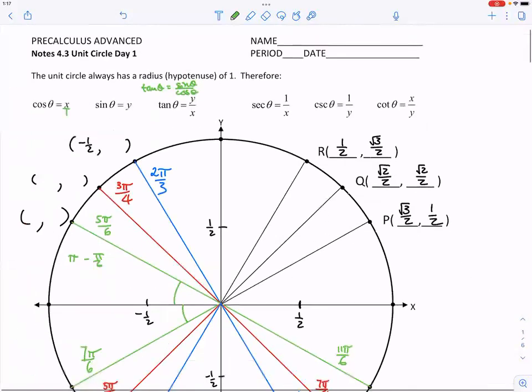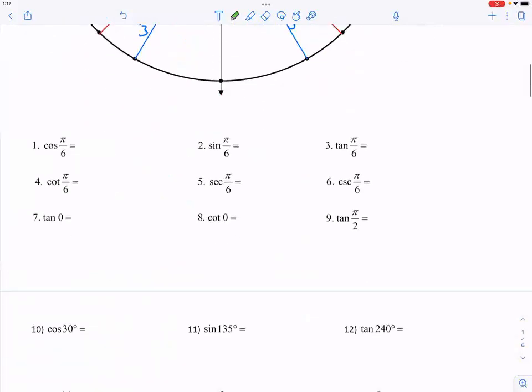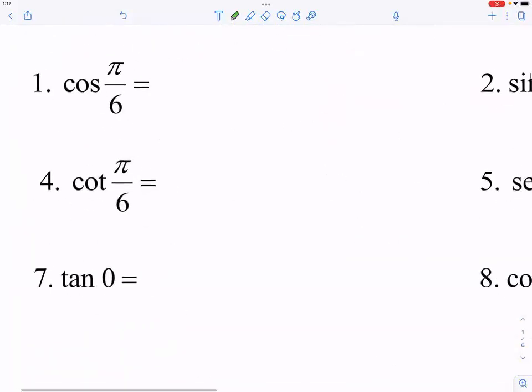Okay. So now let's look at the back page, and see if you can get the values without looking at the unit circle. So you look at this cosine of pi over 6. What's the ratio? So what we're asking here is this. If the angle is pi over 6, what is the ratio? What's the ratio of adjacent over hypotenuse? Or, referring to the unit circle, what's the x value when the angle is pi over 6? Root 3 over 2. And that's it.